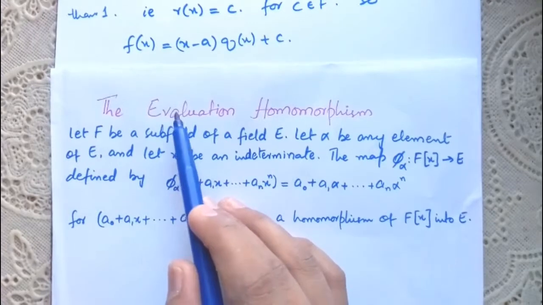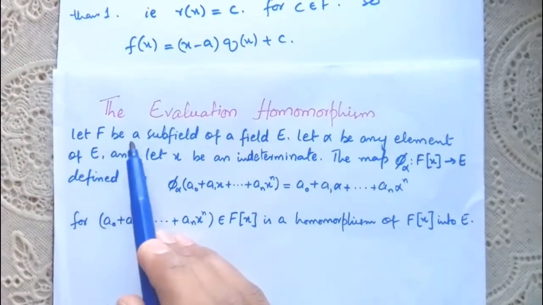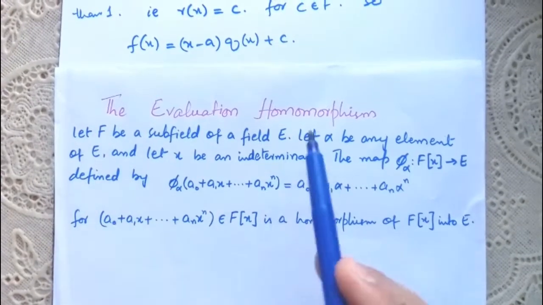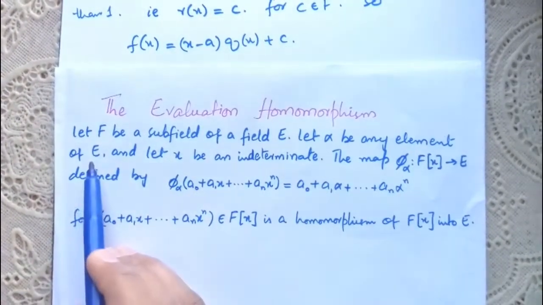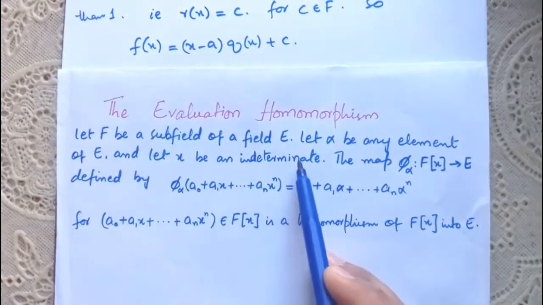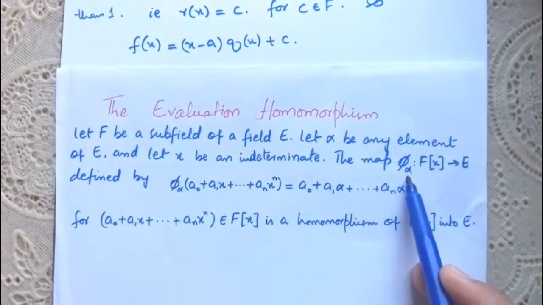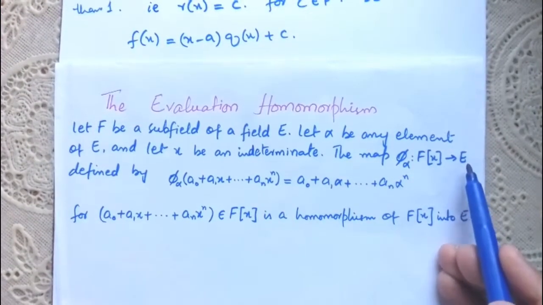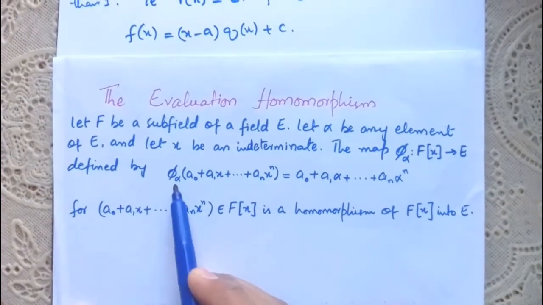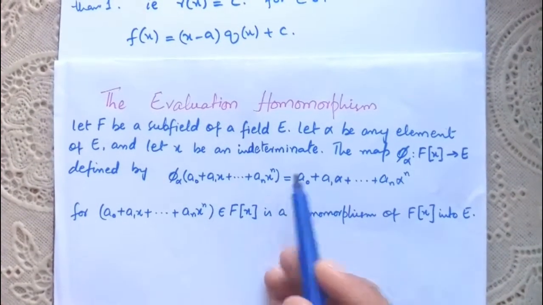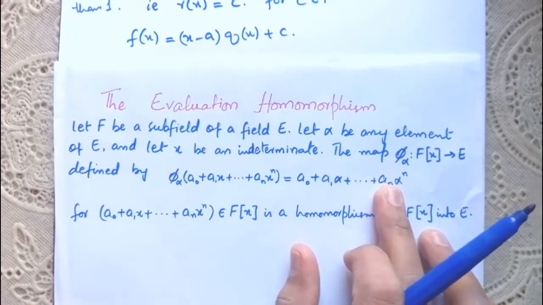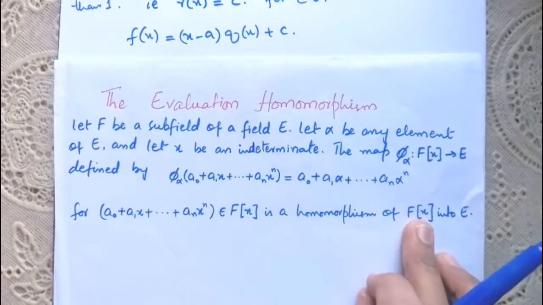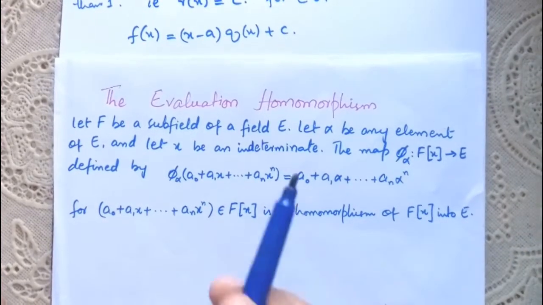So here is the definition of evaluation homomorphism. Let F be a subfield of a field E, means E is an extension field of F, and let alpha be any element of E, and let x be an indeterminate. The map phi alpha from F[x], means the set of polynomials, to an extension field E, defined by phi alpha of a polynomial is equal to this number, for a polynomial belongs to F[x], is a homomorphism of F[x] into E.